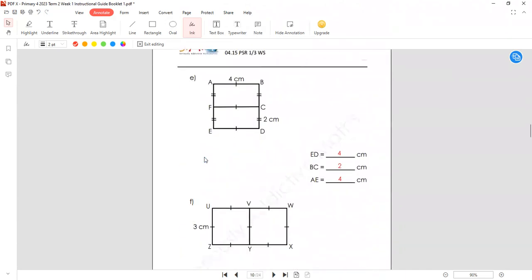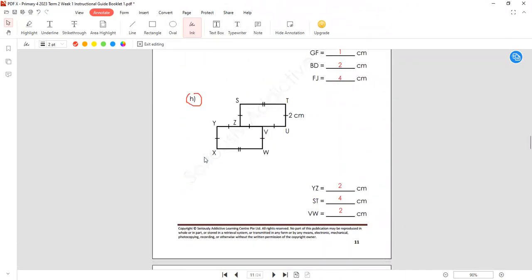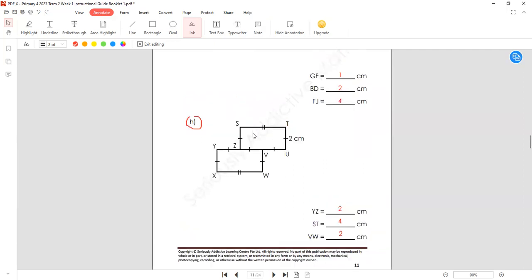After that, we can skip some questions and go to page 11, question H. Now here, it is quite obvious that ST is 4 cm. No, actually not so obvious yet. Sorry, I sort of missed the part here. What they need to know is to look at these hatch marks here. The hatch marks represent that all those are the same. So this is 2 cm and this is 2 cm as well. Since these two parts are 2 cm, you add together to equal 4 cm. Therefore, ST equals 4 cm.